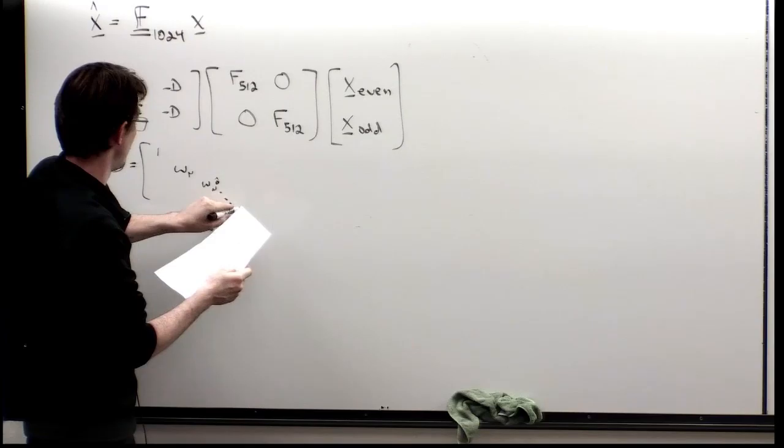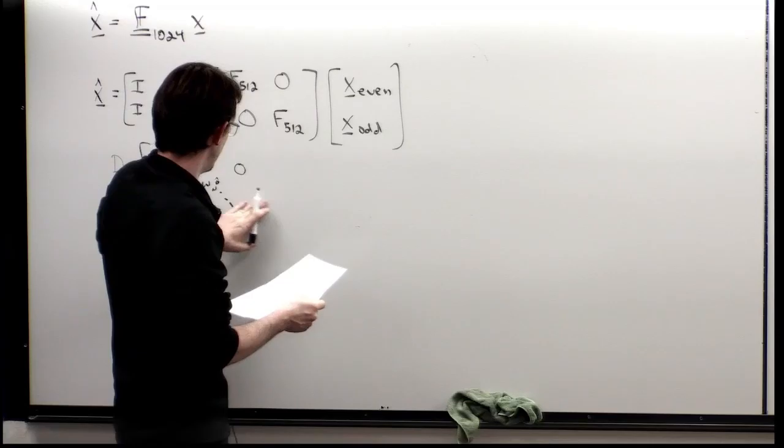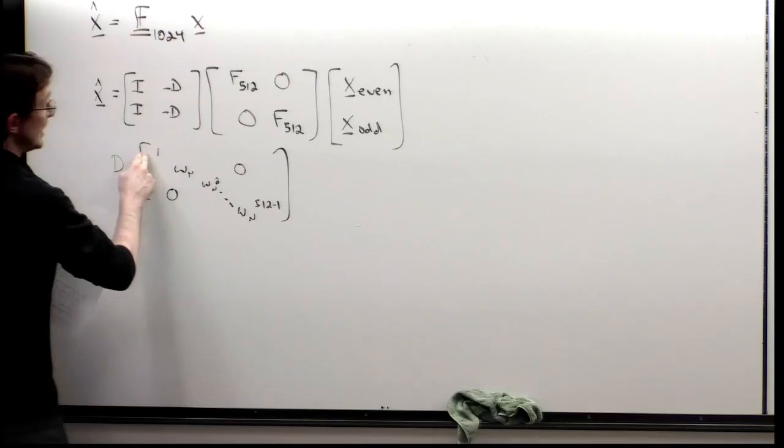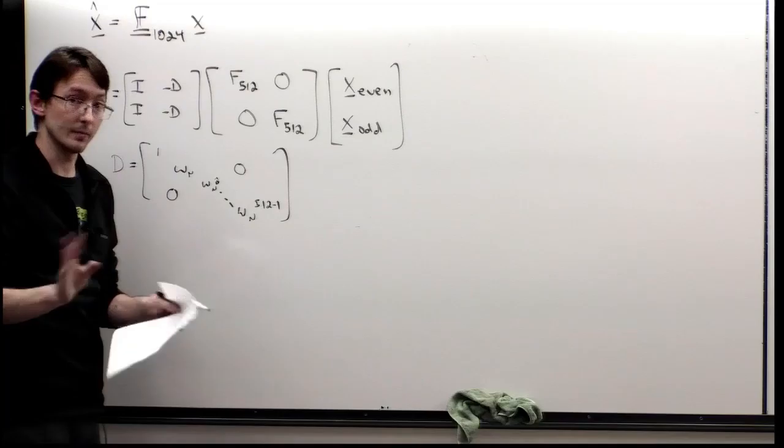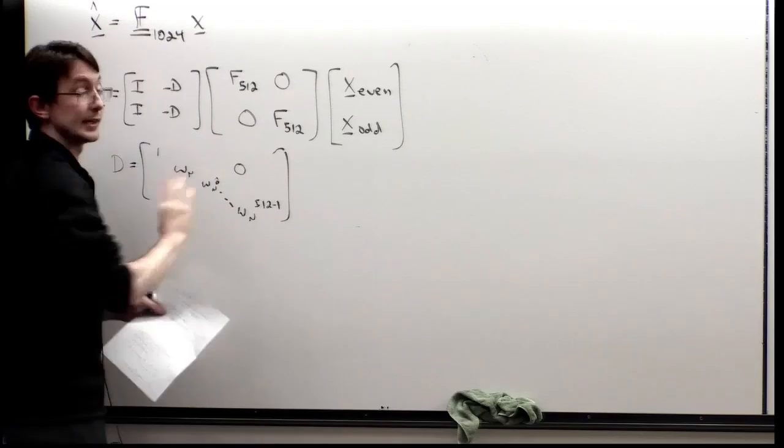I say easy to compute because it's mostly diagonals. So multiplying by this is trivial. There's almost no operations involved. So multiplying by F512 is the expensive part of this calculation. Okay.